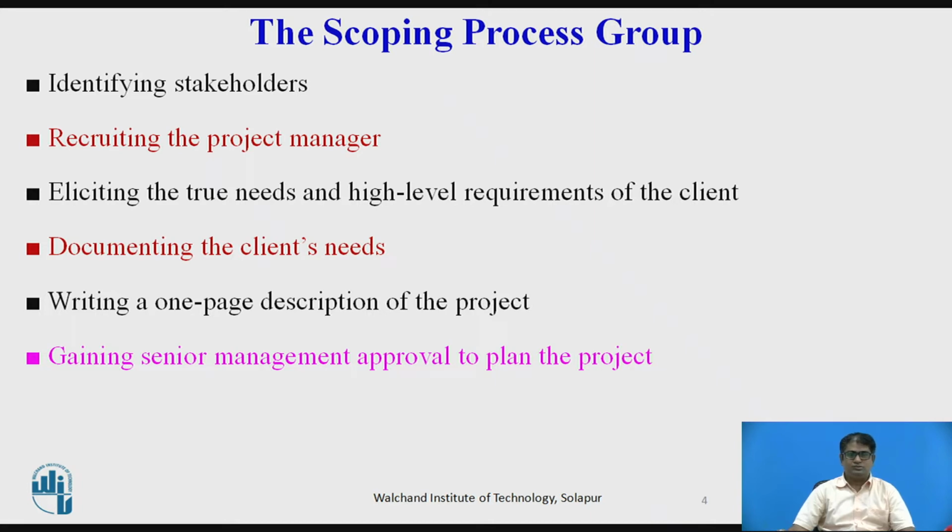The scoping process group includes the processes of identifying the stakeholders, recruiting the project manager, eliciting the true needs and high level requirements of the client, documenting the client's needs, writing a one page description of the project, and gaining senior management approval to plan the project.